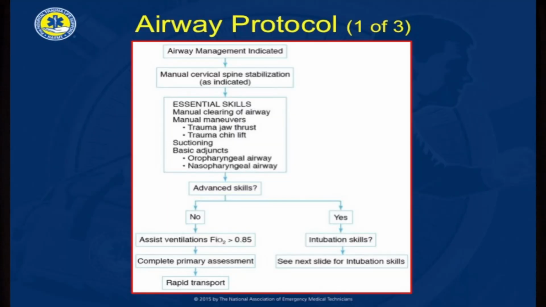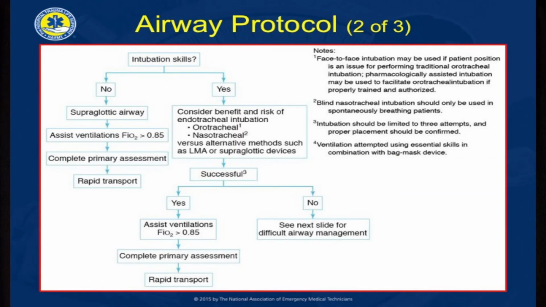So some of the airway protocols, here's one here. It talks about the need for airway management. And as you follow through cervical spine intubation, essential skills, obviously clear the airway, manual maneuvers, suction the airway to clear it, and the basic adjuncts. Are they in place? And do we have the advanced skills? Is our SAT doing well? Finish your primary assessment and transport. If we need some advanced skills, then do we have the intubation skills? And we go to the next slide.